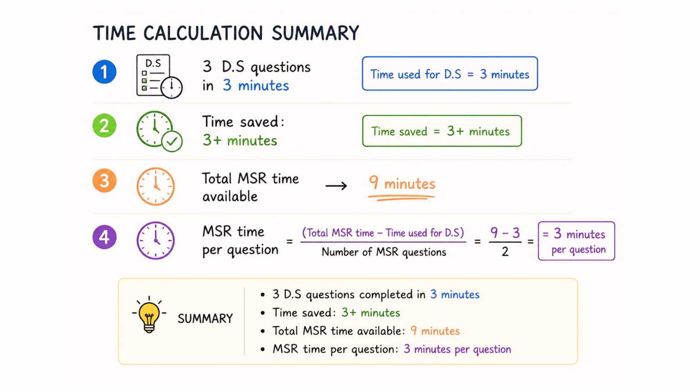So that is fixed. But what we can do is save time in Data Sufficiency. You don't need to solve equations entirely. You don't need to do long calculations. You just need to know whether the information provided will allow you to move forward or not. Now that is something you can do in under 2 minutes. Say you solve 3 Data Sufficiency questions in 1 minute each. You now have saved more than 3 minutes in total. Add that to your MSR time and you now have 9 minutes for the set, 3 minutes per question. So remember, the average time being 2 minutes per question does not mean that every question must be done in exactly 2 minutes.